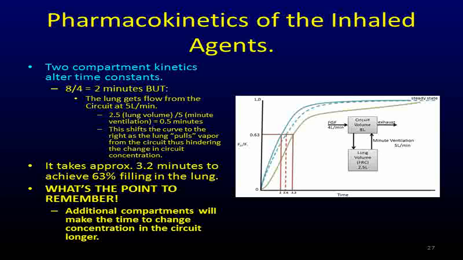But it's not that simple. Why? Because the lungs are attached to what? The blood and the other compartments. This is if I want to fill up the lungs and the circuit. That's the 3 minutes to add on to fill up the lungs and the circuit. So your circuit and your lungs to reach one tau at the same time will be 3.2 minutes in this example.